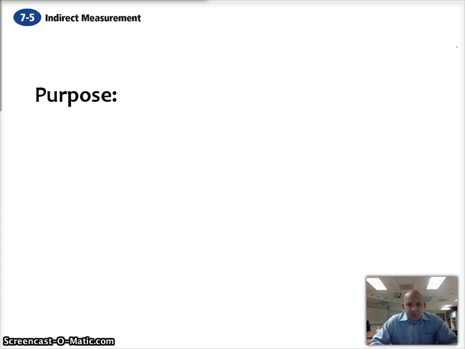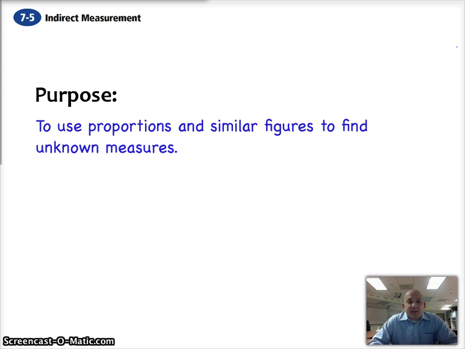Let's take a look at the purpose. Our purpose today is to use proportions and similar figures to find unknown measures. Now what I mean by similar figures are essentially polygons or multi-sided figures. We're going to use that and our knowledge of proportions to find the unknown measurements or lengths of sides today.